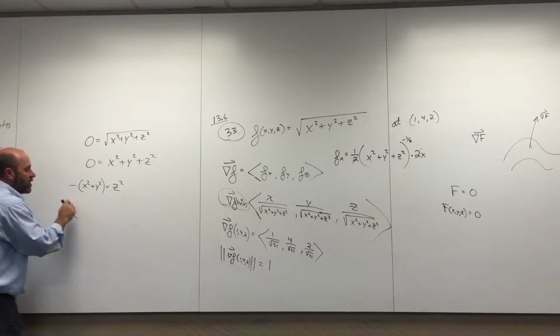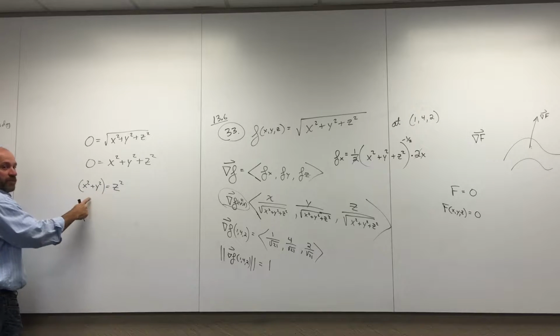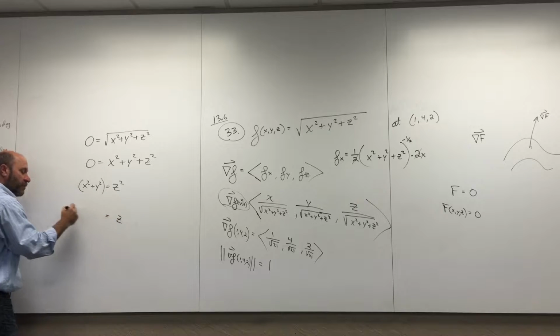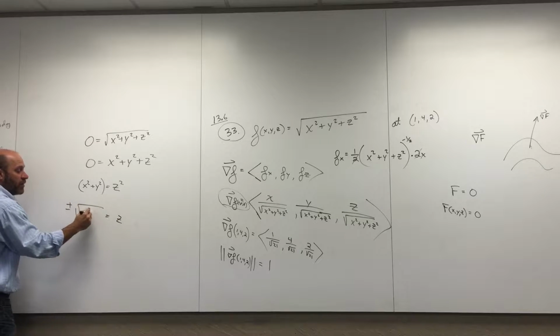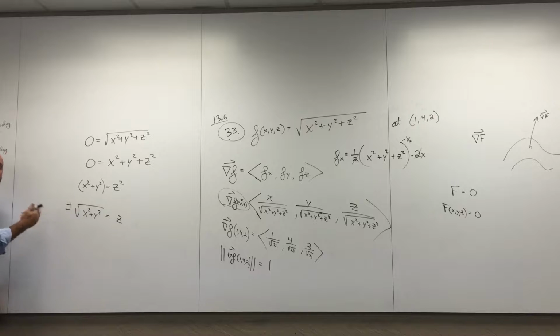What would the cone be? Here's the cone. This is the cone. And then when you take the square root, the plus and minus version of this square root would be the top or the bottom part of the cone.